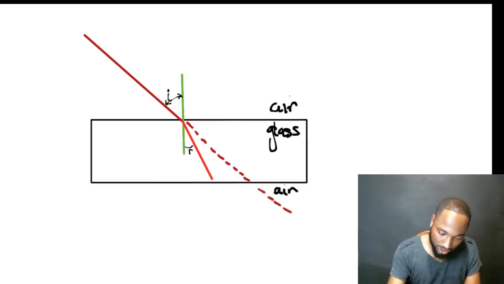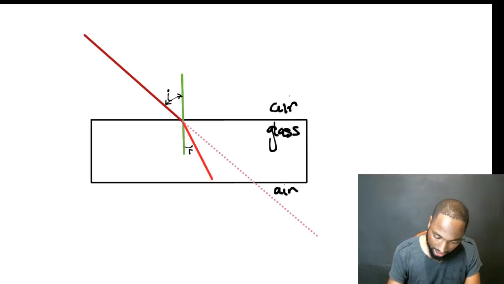If it was minding its own business and didn't bounce into that glass, we'd expect to see something going down like that. Let me make this pink. Now as it escapes the glass, it will continue on its merry way, heading like that.